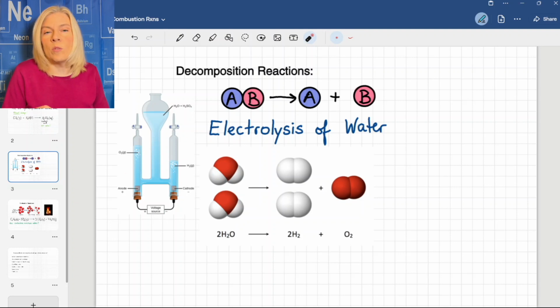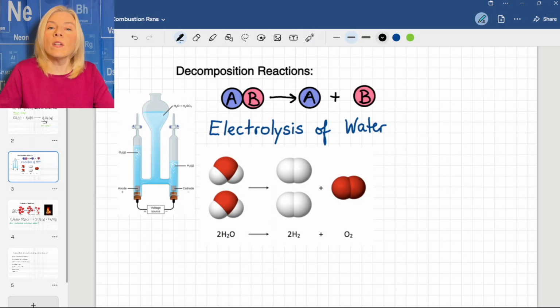You have water and you put a tiny bit of sulfuric acid, tiny bit, just to get the reaction going. Put electricity through it, and voila, you separate the water molecule into its elements, hydrogen and oxygen. And you can also see that hydrogen, because its balanced chemical reaction is 2, the volume of hydrogen gas will be twice the volume of oxygen gas. That's how you can quickly figure out what gas is what. Okay, so that's a nice example.